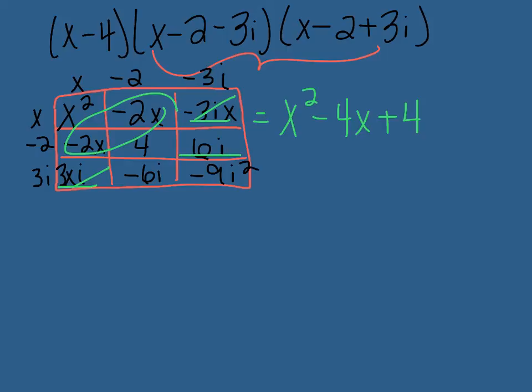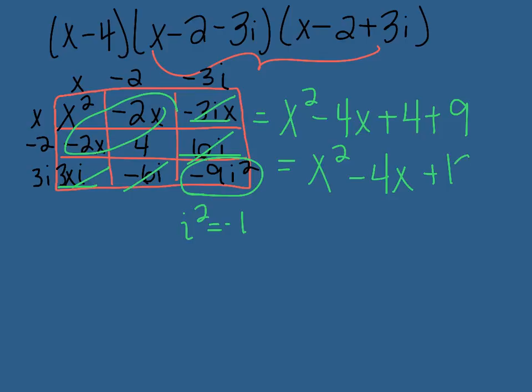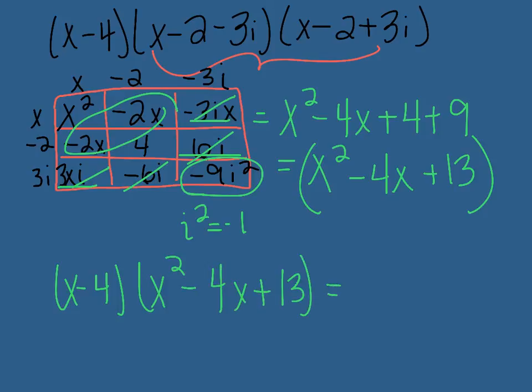And then, of course, you see here, these cancel as well. And then I'm left with negative 9i squared. But don't forget, i squared equals negative 1. So really, it's going to be positive 9. So this polynomial simplifies to be x squared minus 4x plus 13. So I'm going to take now this x squared minus 4x plus 13 and multiply it by x minus 4. So a whole lot easier by canceling out your i's. So when I multiply all that out, I'm going to get my result to be x to the third minus 8x squared plus 29x minus 52 equal to 0.